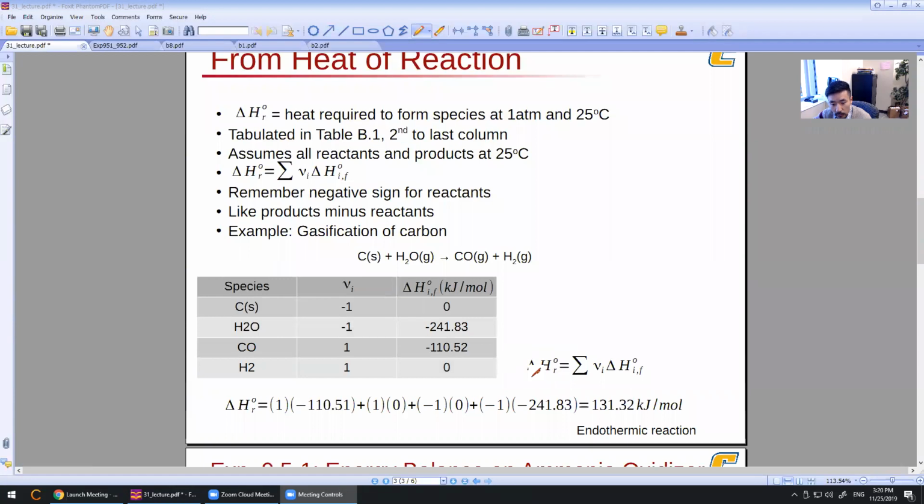Just as a reminder, heat of reaction, by definition, is the heat required to form species at 1 atm and 25 degrees Celsius. We discussed this in the previous lecture, basically delta H naught R. So heat of reaction is the sum of nu I multiplied by delta H naught I F. That means the corresponding stoichiometric coefficient multiplied by heat of formation of species at standard condition. If you calculate this, as you've seen in this example, the number you get is going to be the heat of reaction. So bottom line is heat of reaction includes heat of formation information.